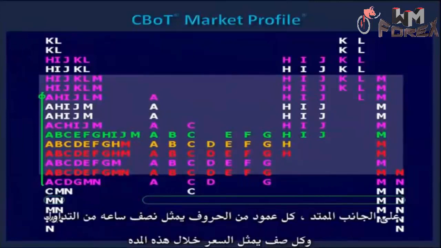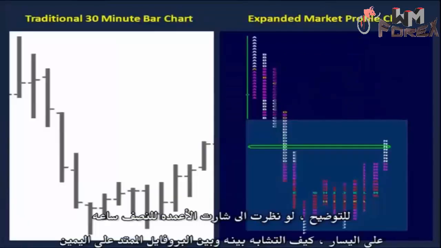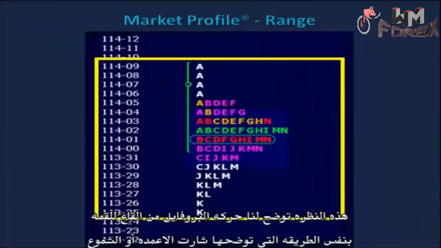On the expanded view, each column of letters represents a half hour of trading, and each price row containing that letter represents where the market traded during that half hour. For clarification, if you look at a 30-minute bar chart on the left, you can see how it matches exactly the expanded market profile display on the right. This view of a session illustrates the range of the profile from its low to its high, the same way a bar chart or candlestick chart defines its range.